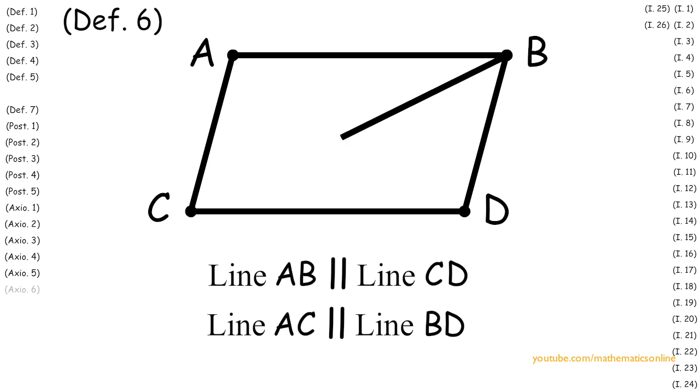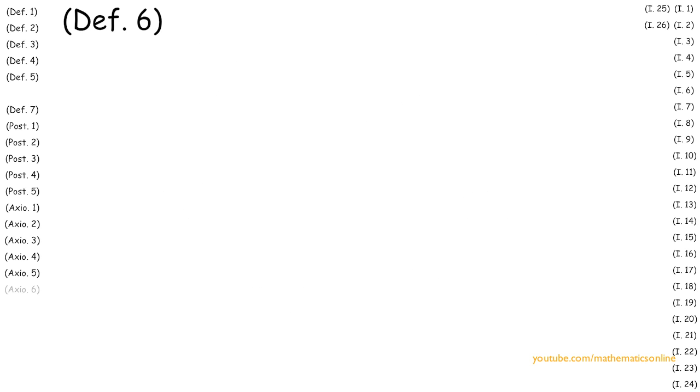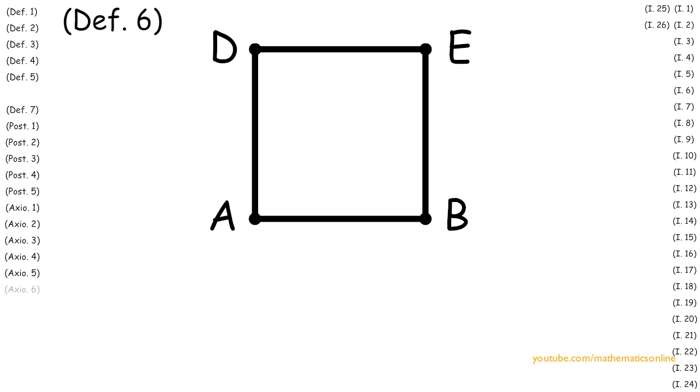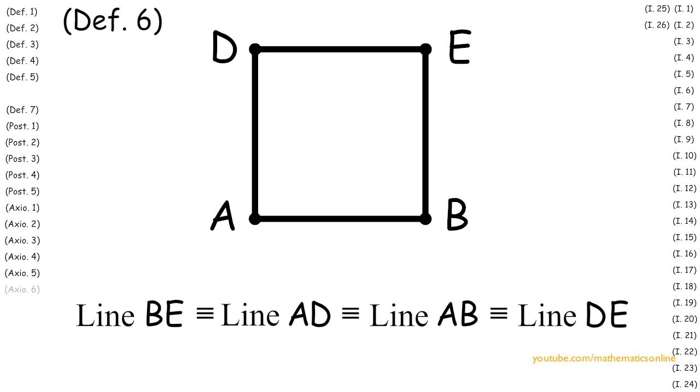The line that cuts across a parallelogram is called the diameter. Now, a square is a type of parallelogram that has all of its sides congruent, and all the interior angles are right angles.